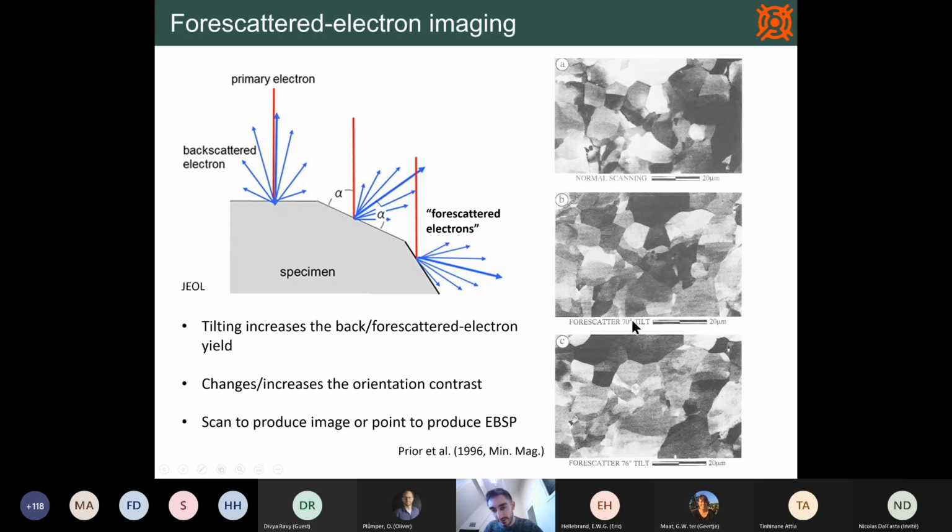So here we're now at 70 degrees tilt, and you can see some extra contrast appearing within these grains. This is tilting a bit further, and you can see different features popping up in these images. So again, we can produce one of these forescattered electron images by scanning over an area, or again, we can leave the beam pointing in one place and collect. That ends up giving us a diffraction pattern from that particular location.